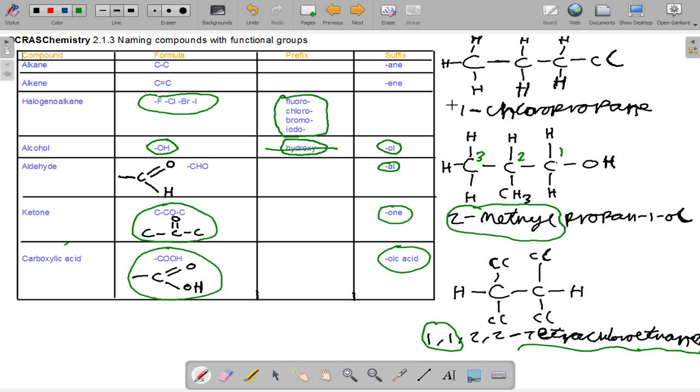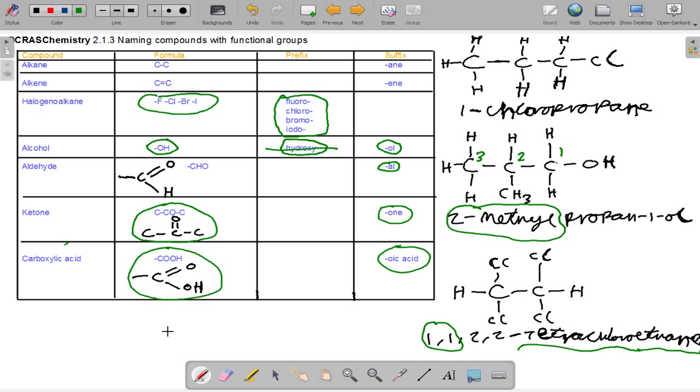And then finally, going back to our simplest one, 1-chloropropane, 3 carbons bonded to 1 chlorine atom on the end. And that's as simple as you're going to get with the halogens. We'll look more at naming ketones and carboxylic acids as they come up in the textbooks, but for now, this is a good way to start out.